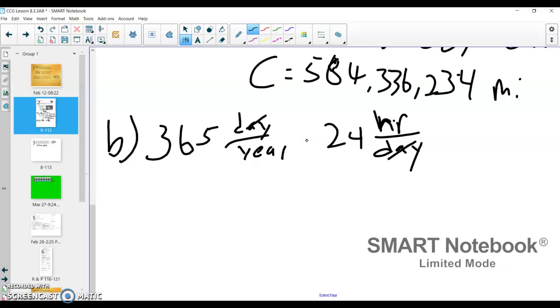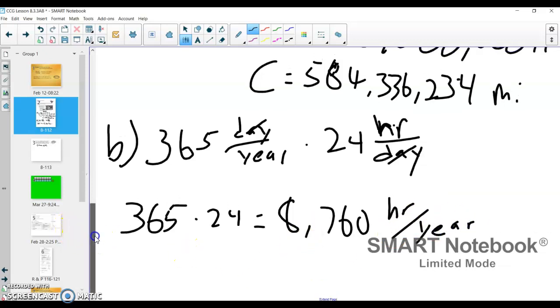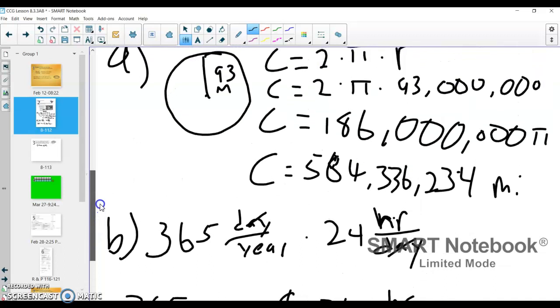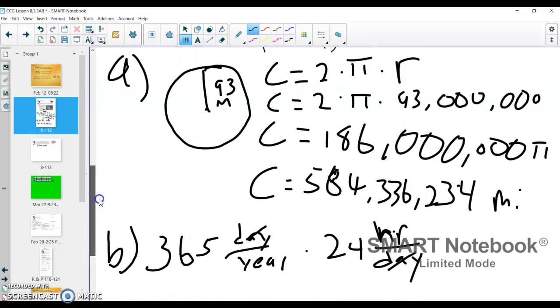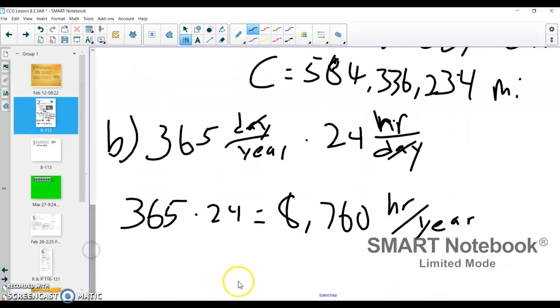And so, good start here. We have 365 times 24, and that gives me 8,760 hours per year. All right, now that's good because we have hours per year, and we actually in problem A figured out how many miles in 1 year it takes: 584,336,234 miles in 1 year. And what we can do to figure out how many miles per hour is we can just take our miles in the 1 year from our circumference and divide it by the hours, and we'll have miles per hour.